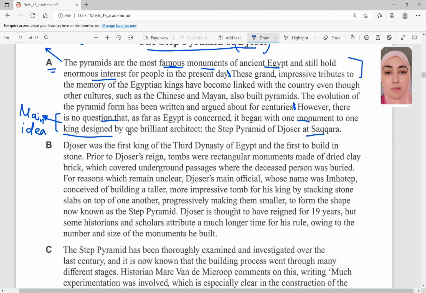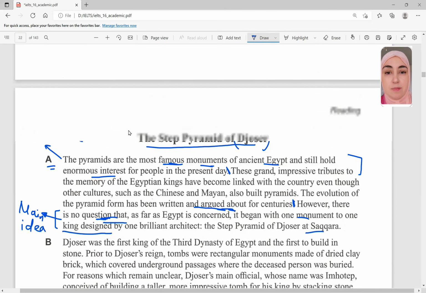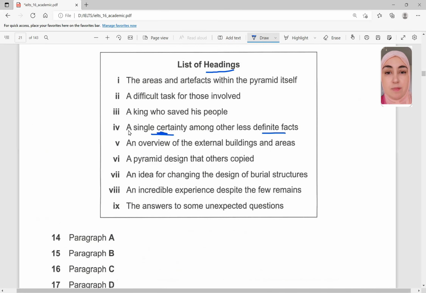So here, if I go a little bit backwards here, the evolution of the pyramid form has been written and argued about for centuries. Argued because it means what? Uncertain, right? When you argue about something, nobody's sure about something. However, there is no question. This means what? There is no doubt that as far as Egypt is concerned, it began with one monument to one king, etc. So they say there are some doubts, but this is one major fact for sure. And if you go back again, one certainty, which is there is no doubt, etc., among other less definite facts. So I would choose number 4 here.